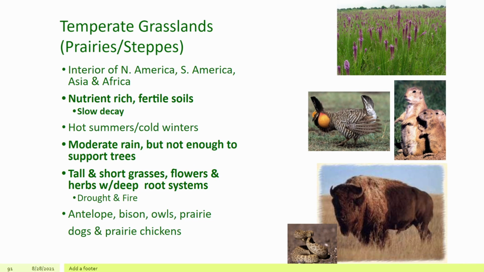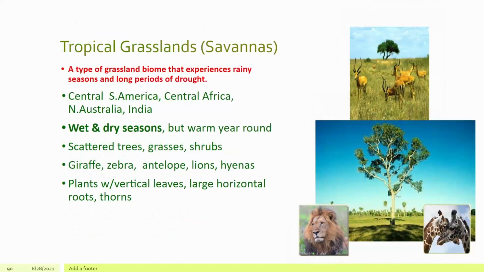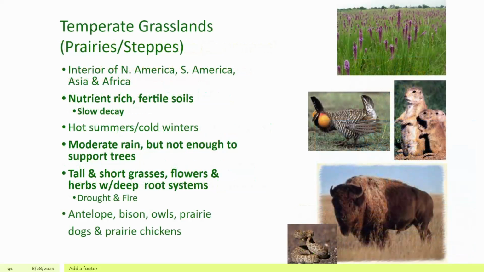Next, we're going to look at temperate grasslands. These have really nutrient-rich, fertile soils, very hot summers, cold winters, and they have moderate rain, but not enough to support trees. So, unlike the tropical grasslands, we don't see trees really in temperate grasslands. You may have heard these called prairies.